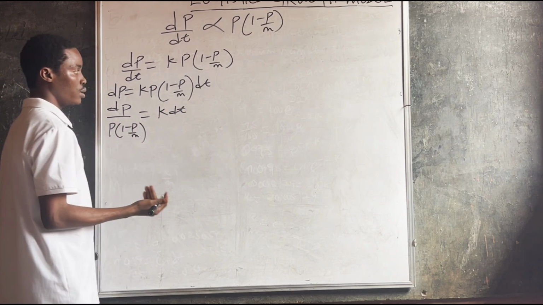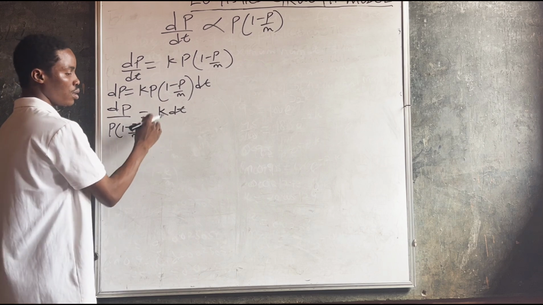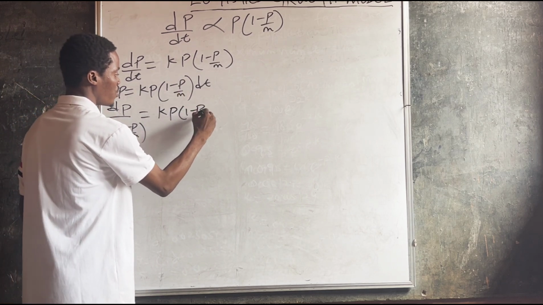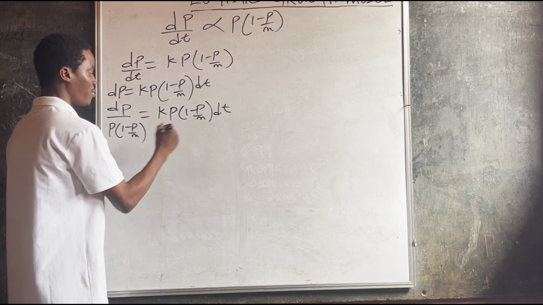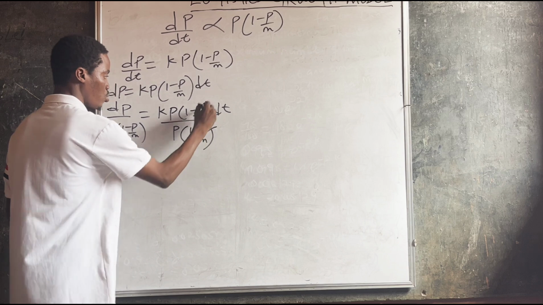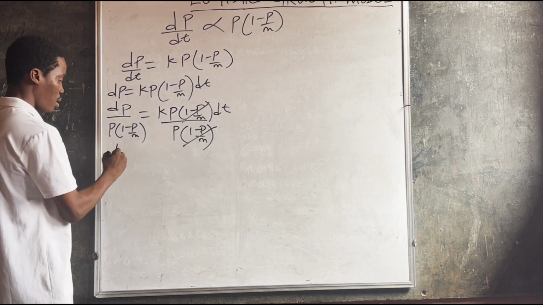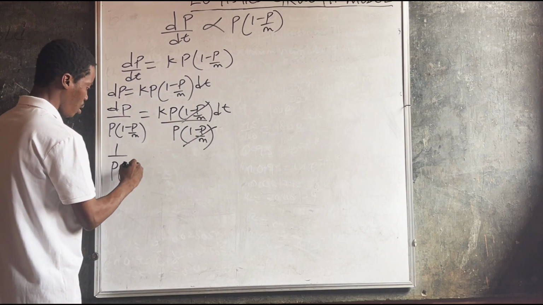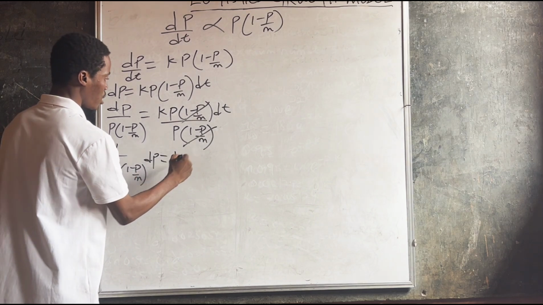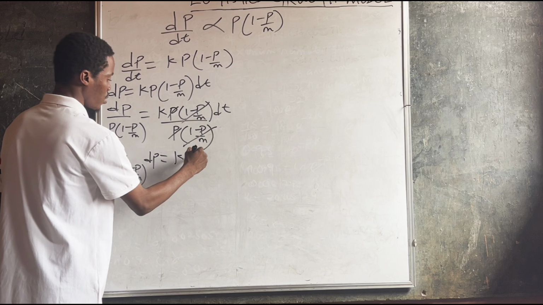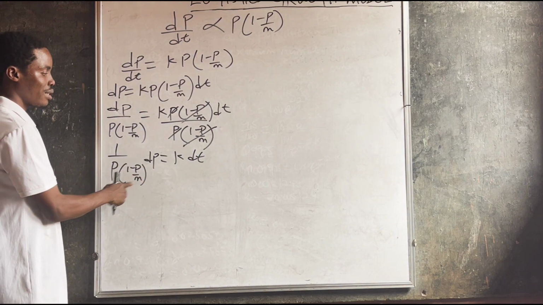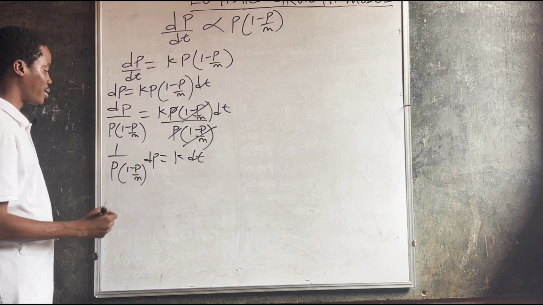I divide both sides by P(1 minus P over M), so this is able to cancel this. I can write this as 1 over (1 minus P over M) times dP, then I will have k dt. So it means I've separated the variables, that P is taking dP and k is taking dt.